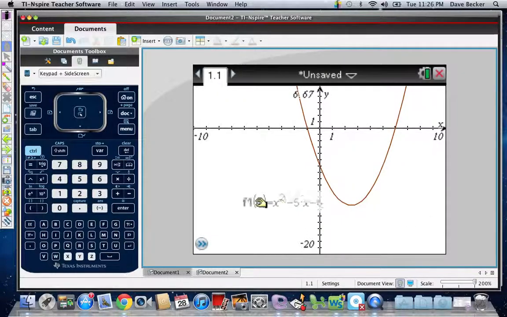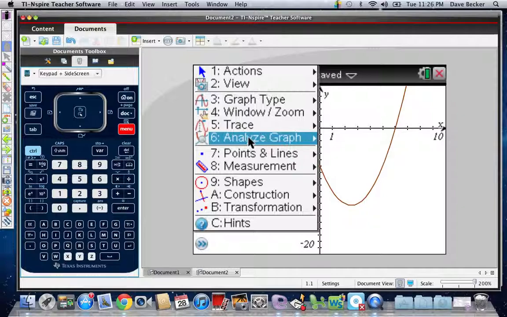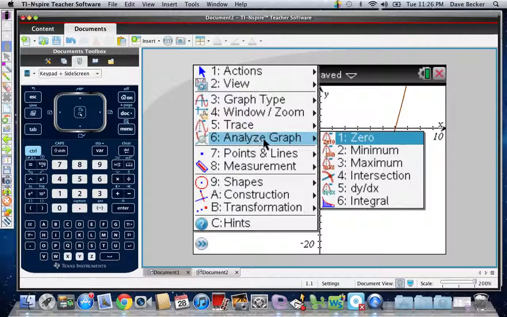So again, I want to know where does this function equal 0? Well, the value of a function corresponds to its y value. And the y value is 0 when the graph intersects the x-axis. So I need to find the zeros of this function. So I'm going to go to Menu. I almost always want to analyze my graph, and I want to find the 0.